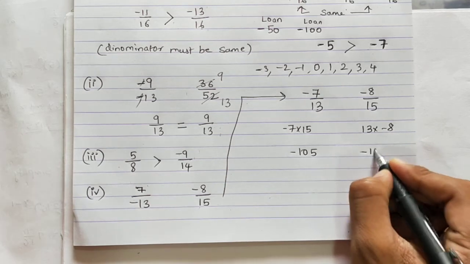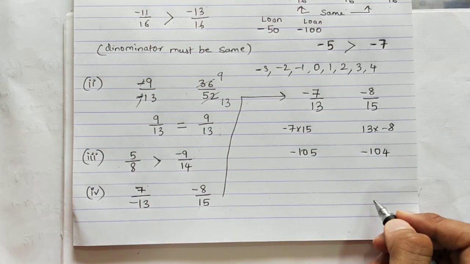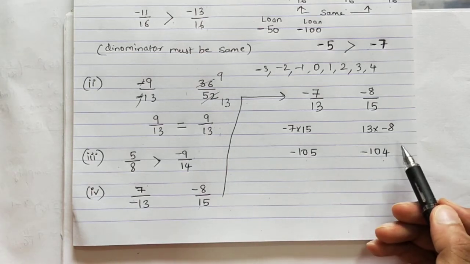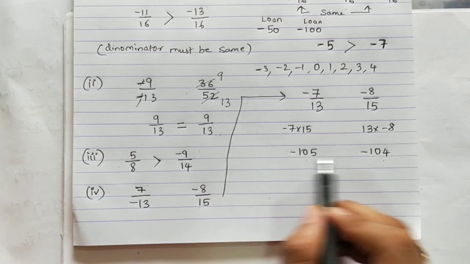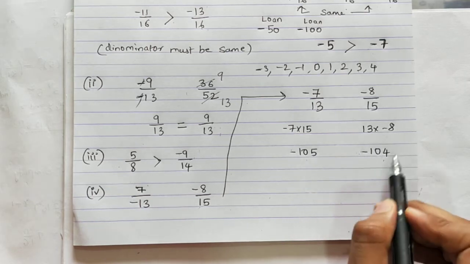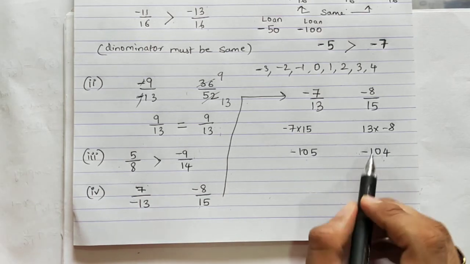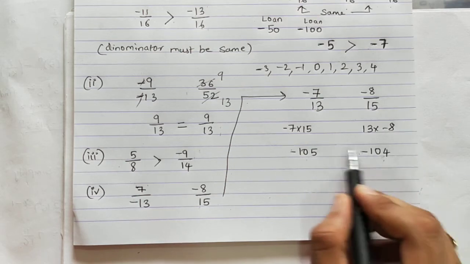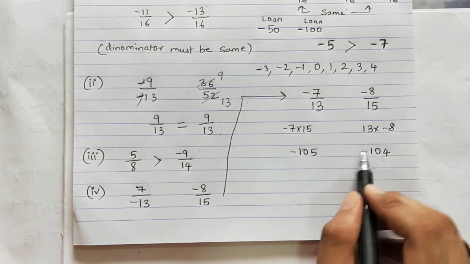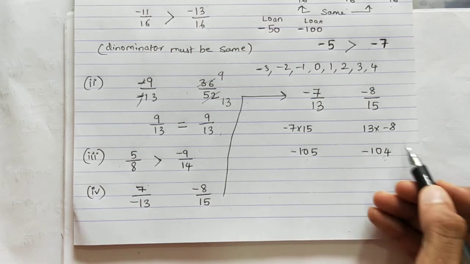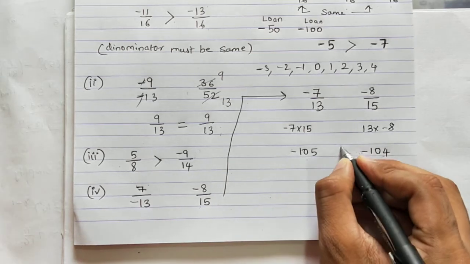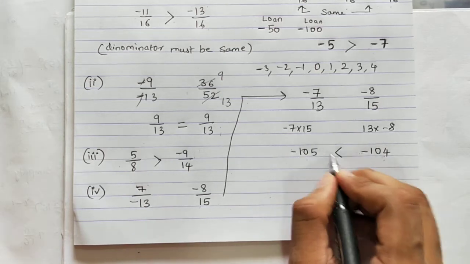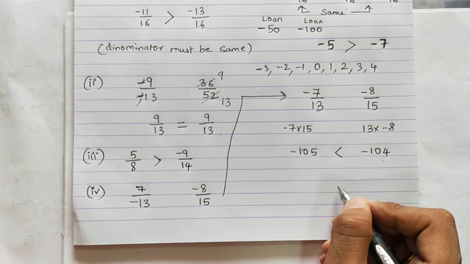That will give you -104. Now from these two, which one is greater? Both are negative. Remember, both are negative. So the smaller number will be bigger, correct. Its value is small, meaning its number is small, but its value is bigger because in negative numbers it gets reversed. So -104 is greater than -105.